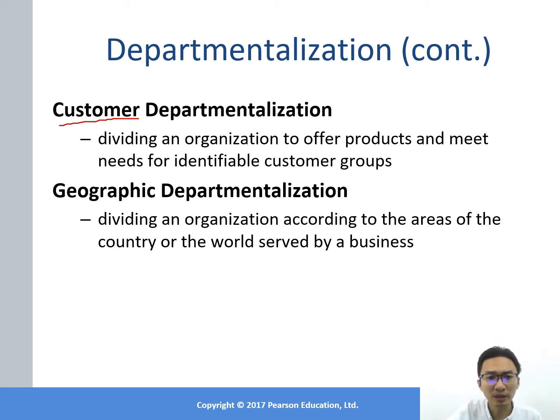Lastly is geographic departmentalization. This is normally found in bigger companies. They divide the firm according to the area of the country or the world that they serve. Take BMW, for example. They have one division for North and South America, one for Europe, another for the Middle East, another for North Africa, and maybe one more for the Asia Pacific region. This is how we group the departments.